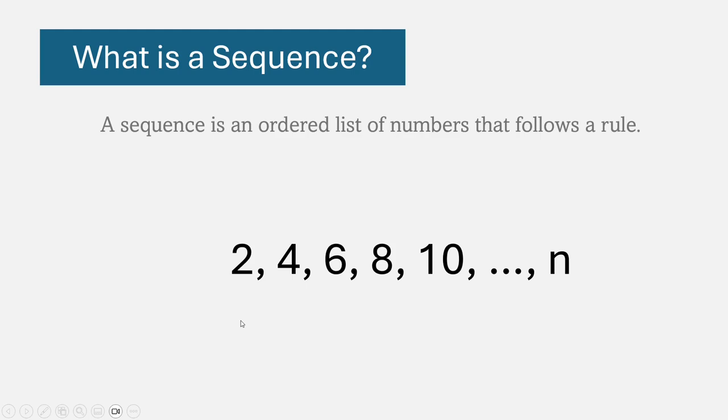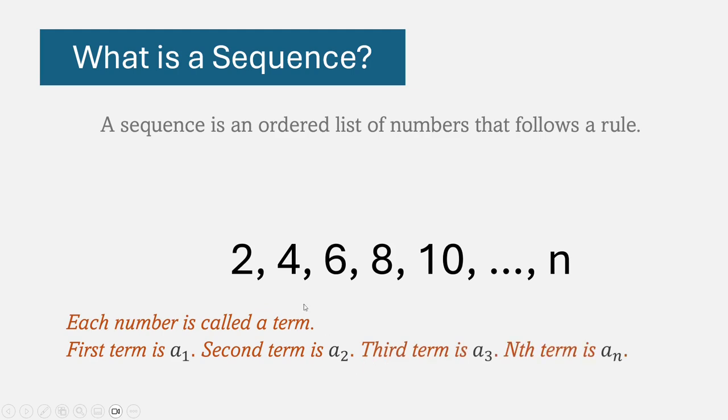This is an example of a sequence, because each number is called a term. By the way, when you talk about a sequence, each of these numbers is called a term, and the first term is A1, the second term is A2, the third term is A3, and the nth term is A sub n. So these are the labels. A1 is 2, the first term. We have 4 as the second term, and so on. 6 is the third term, and then the nth term is this number. We don't really know what this number is, but we know that the sequence has reached some number n.